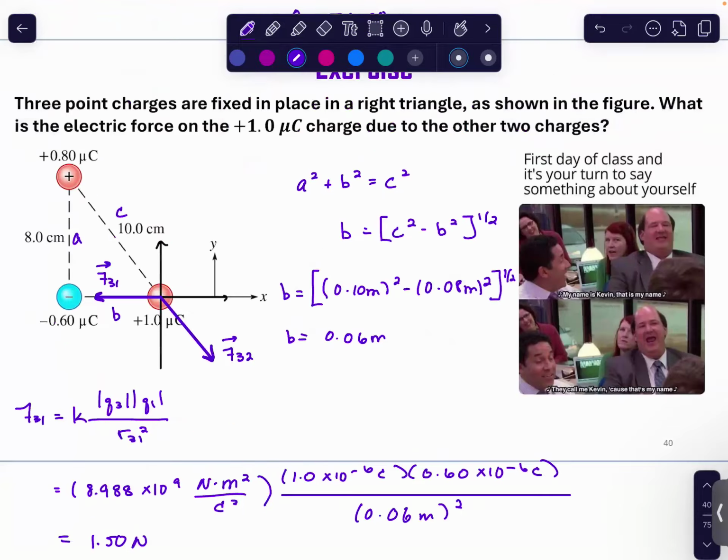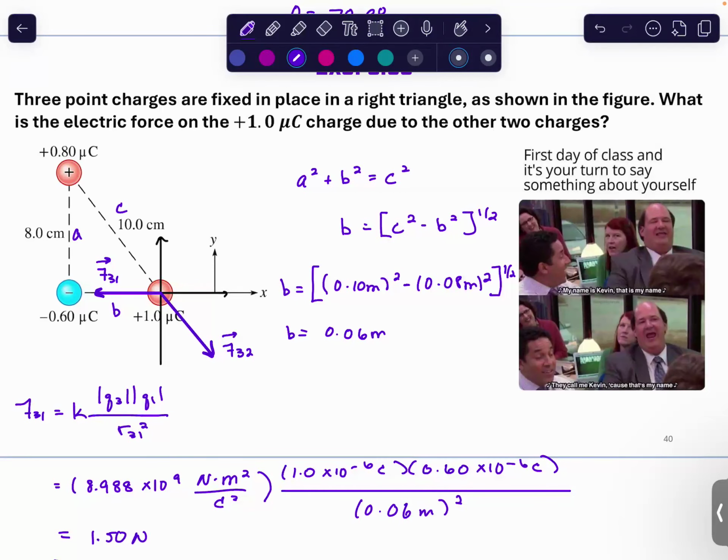Okay. What is the electric force due to the other two charges? That's what it says. All right, I'll put total force from now on. You're going to do a lot of superposition. Okay, so now we have theta. Now we can start looking at our components.